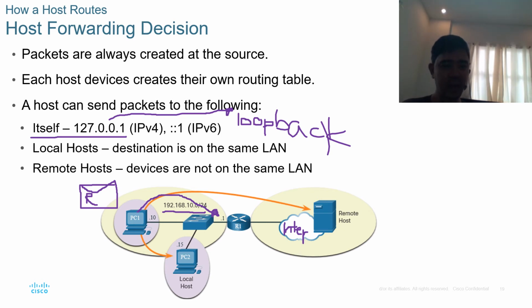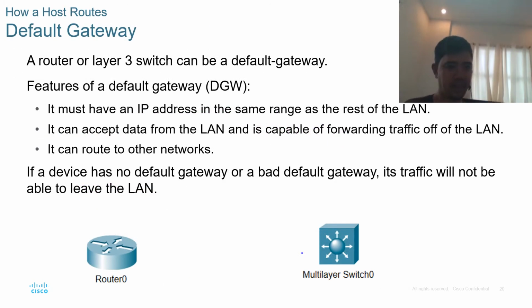Other terms again: a local host is when the destination is on the same LAN, and a remote host is when they are not on the same network. For example, if the host is on the internet, we call it a remote host. I even had an example of this in the topology. And then the default gateway.